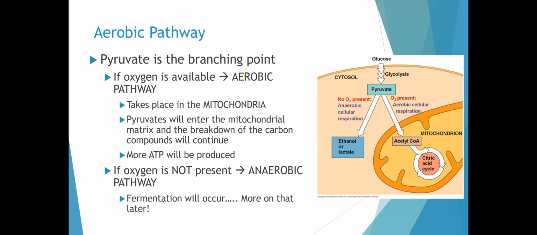So for the aerobic pathway, this is what's going to happen if oxygen is available. And at this point, we're going to move into the mitochondria. So this is why we call the mitochondria the powerhouse, because these main ATP producing processes are happening in the mitochondria. So those pyruvates that we got from glycolysis are going to enter into the mitochondria, and we're going to continue their breakdown, and in that process we're going to make some more ATP.